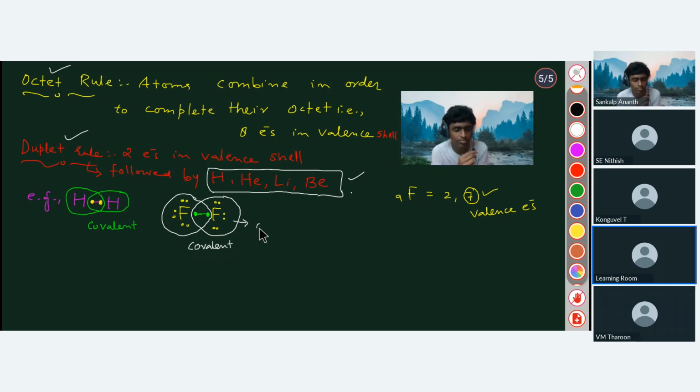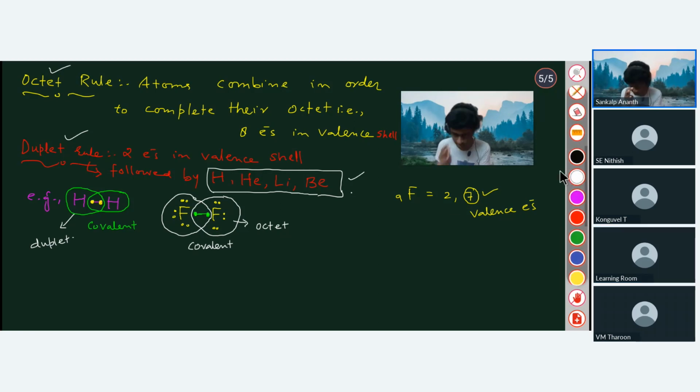I told you that the octet rule is followed by all elements except these 4, and these 4 follow the duplet rule. So basically every single covalent bond follows the duplet rule. You can say that every single covalent bond contains 2 electrons, right?